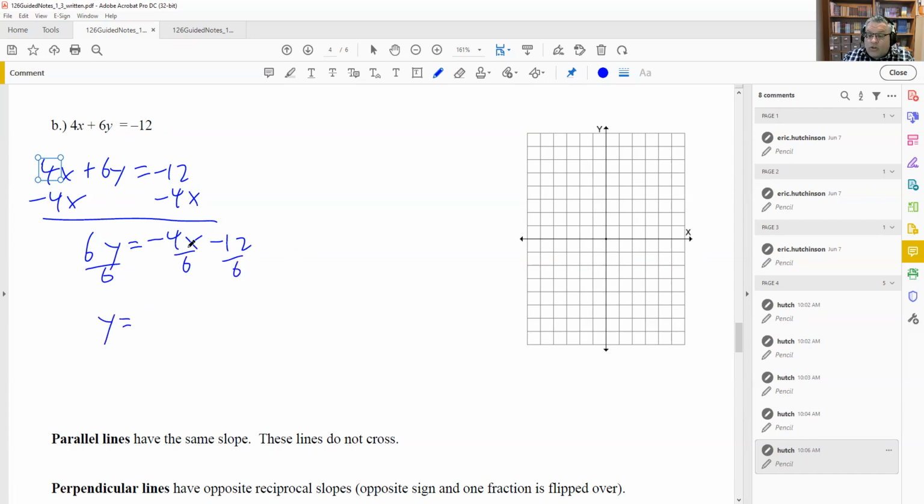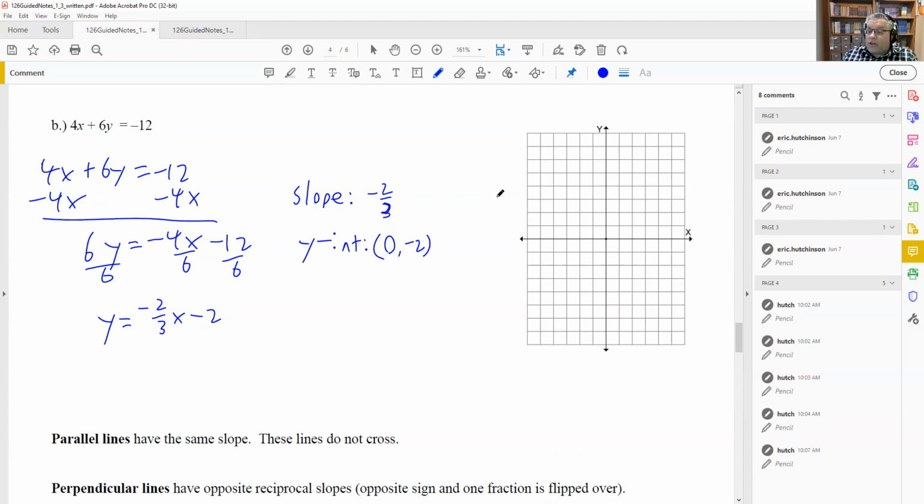So I get y is equal to negative 4 over 6. That can be reduced there. So it's going to be negative 2/3 x minus 2. Okay, so negative 2/3 x minus 2 would be the equation that I'm going to graph here. So now I can indicate what the slope and the y-intercept are. Slope is going to be negative 2/3, and the y-intercept is going to be negative... actually, let me write this as a coordinate. I'll write this as 0 and negative 2, just like that.